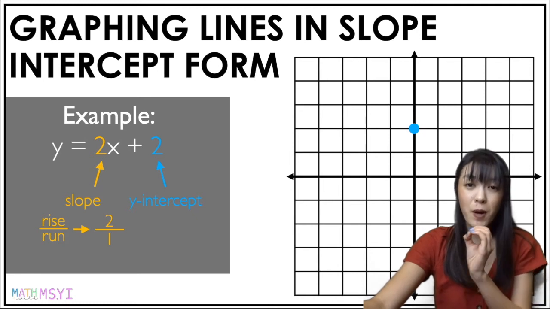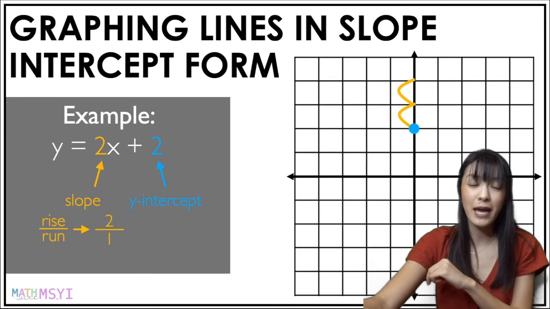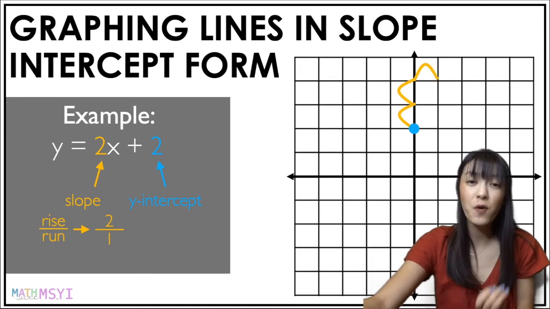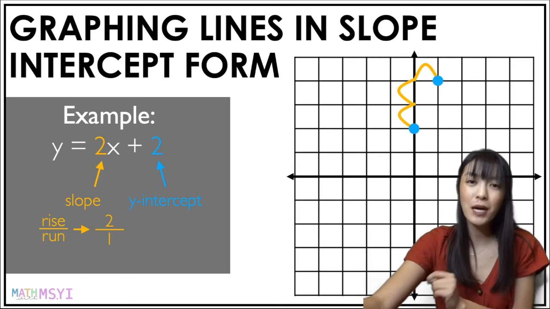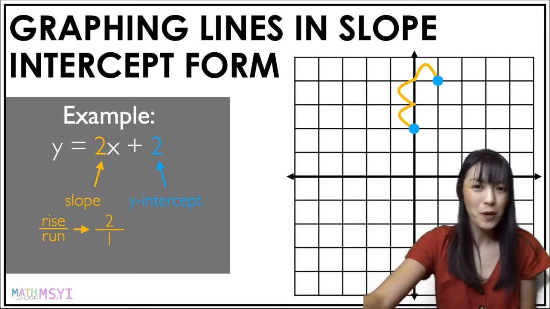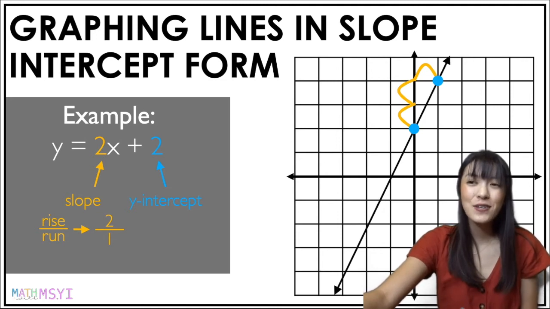So I'm going from my y-intercept that I just plotted, and I'm going to go up 2 from my y-intercept, and I'm going over 1 on my x. Notice that these are both going in a positive direction because both my rise and my run are positive. Now that I've gone up 2 over 1, I can plot my new point. With these 2 points, I can then connect it and create my line. So this is the line for my equation y equals 2x plus 2.